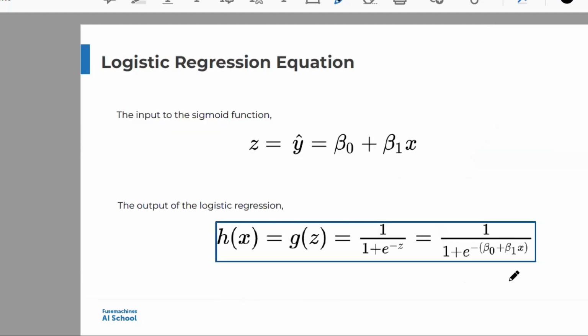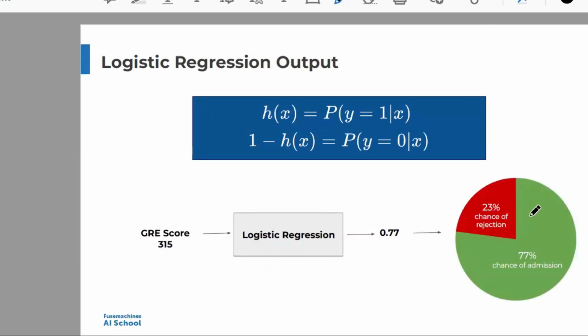So this is the input to the sigmoid function, that is b naught plus beta 1 x, and then we pass this through a sigmoid function, that is 1 over 1 plus e power minus z. Since this is the input to that, we are expanding the equation like this. Now we require some probability. If anyone has scored a GRE score of 315, then it gives us 0.77, that is the probability.